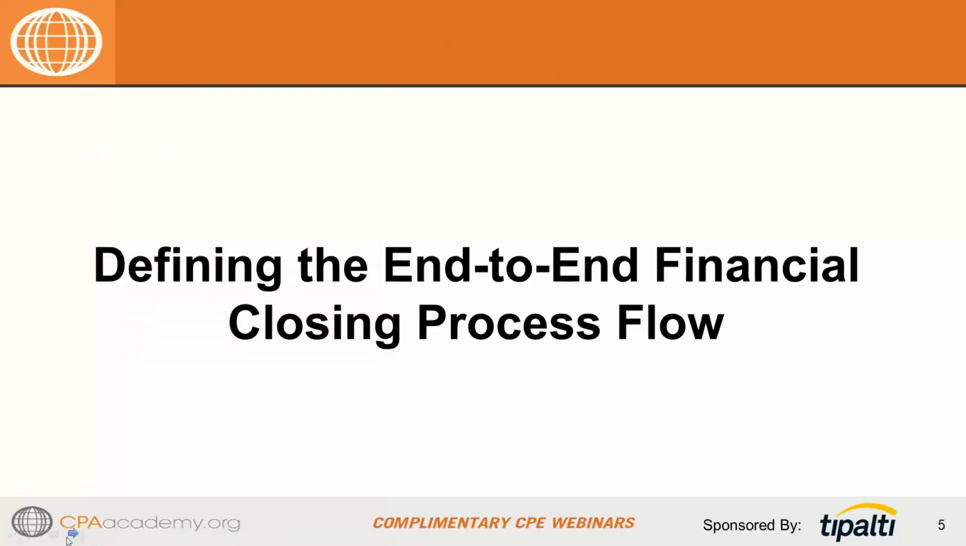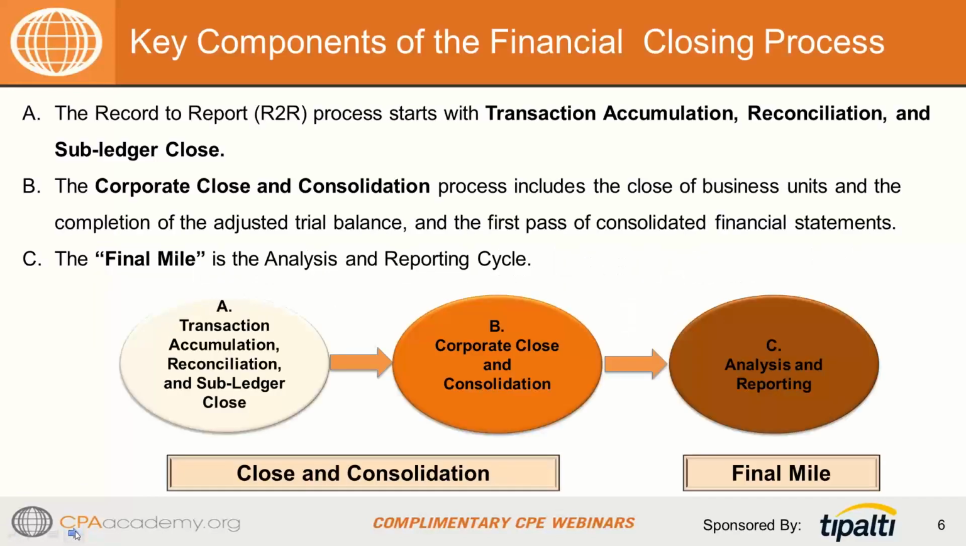All right, so the end-to-end financial closing process flow can be somewhat daunting, but here's a simple way of looking at it. It starts with the transaction accumulation, reconciliation, and subledger close, and moves to the corporate close and consolidation, where we're closing out the business units and the completion of the adjusted trial balance is done. And we take a look at the first pass of consolidated financial statements, and that is part B. And part C is the final mile, and that's where we're looking at the analysis and reporting cycle for our companies.